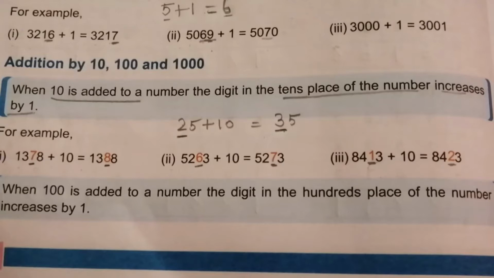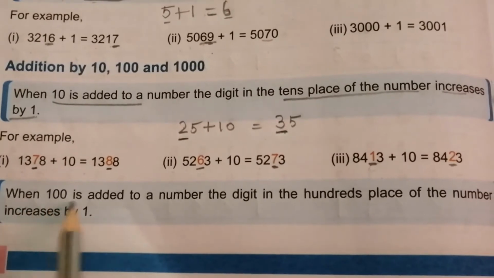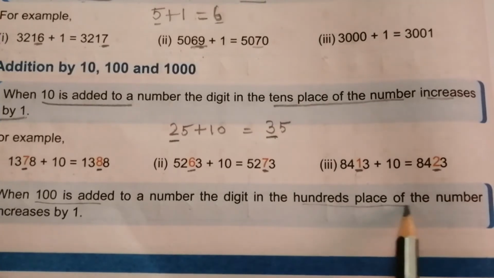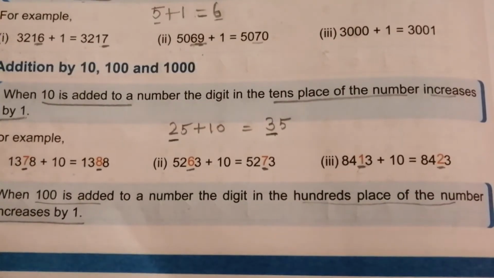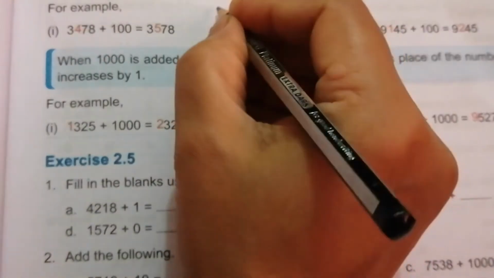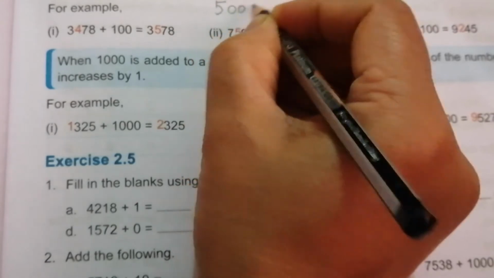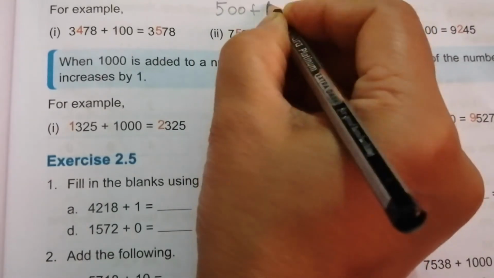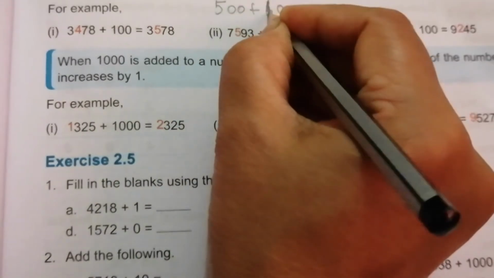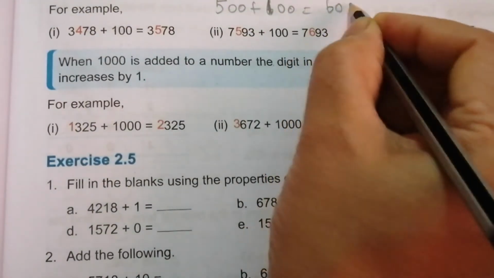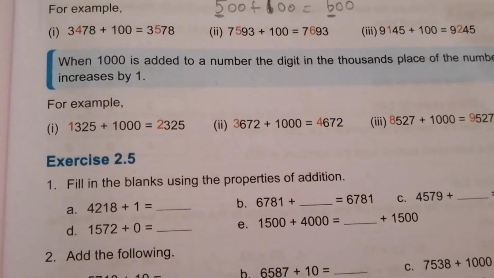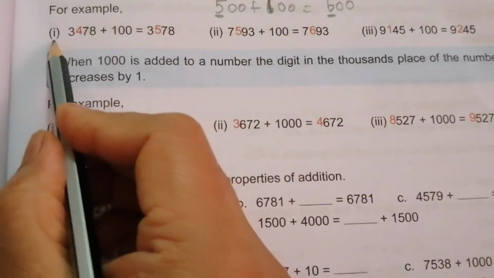And second one, when 100 is added to a number, the digit in the hundreds place of the number increases by 1. Here I am taking one simple example: 500 plus 100 equals 600. So there is an increase in hundreds place value.